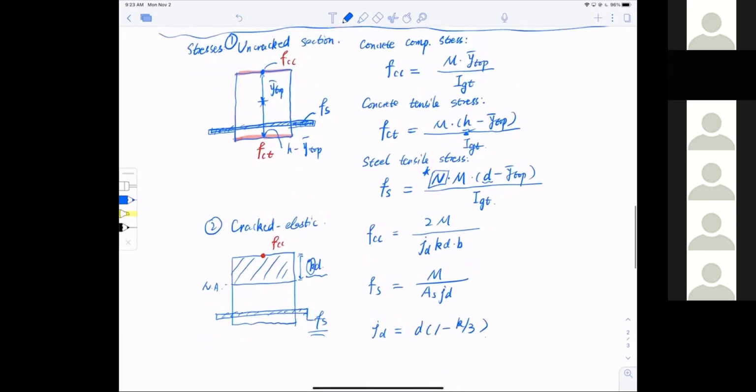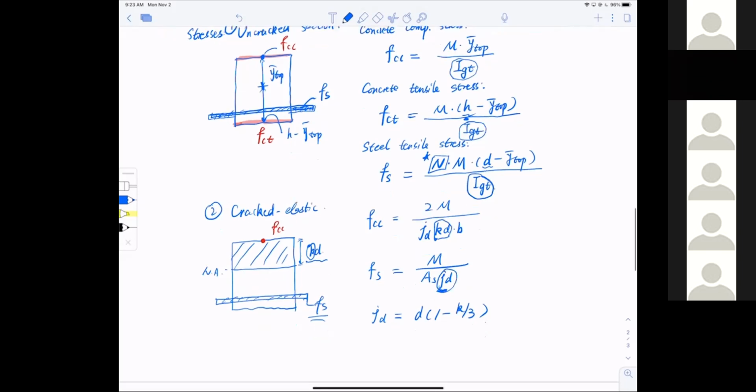But the elephant in the room is that we haven't shown you how to calculate the moment of inertia. Of course, last lecture we showed you how to use symbols and equations, but we didn't show you an example of how to calculate this IGT, and how to calculate KD and JD in numbers. So today we're going to show you an example.